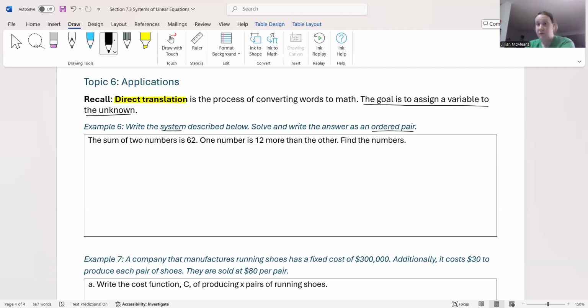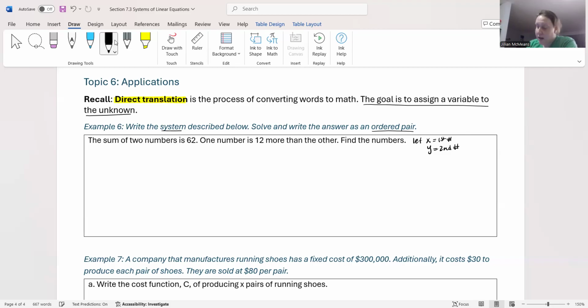Well, we have two very distinct situations. We know that the two numbers have a sum of 62. That can be one equation all on its own. And then the second piece of information that we have is that one number is 12 more than the other. So we need to write an equation for that. Okay, so two equations, two variables, two unknowns. So it does not matter what variables you use here, but let's say that we let x equal the first number and let y equal the second number.